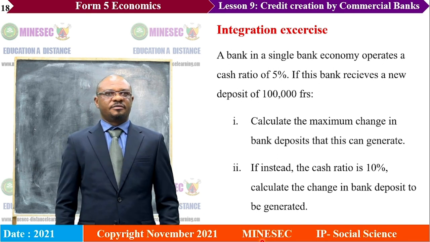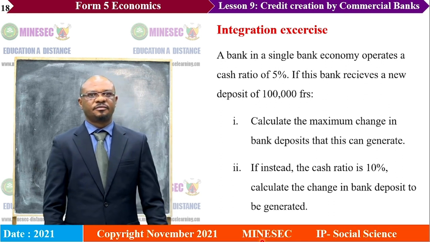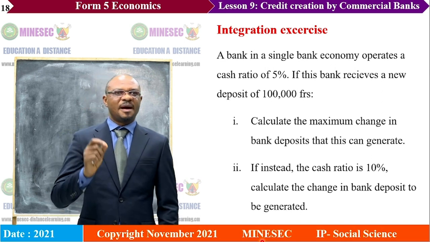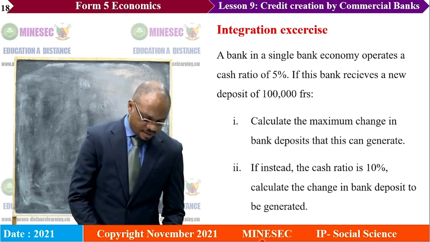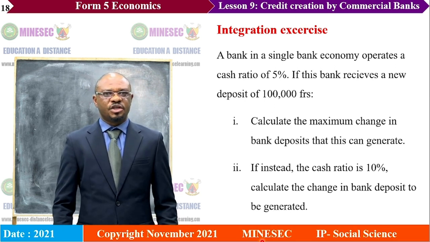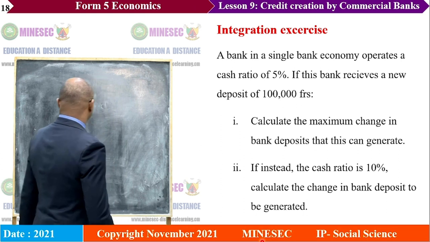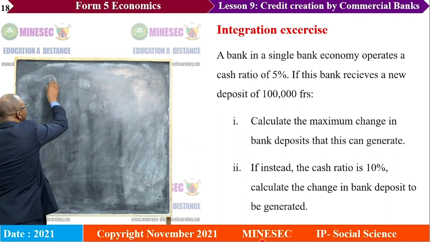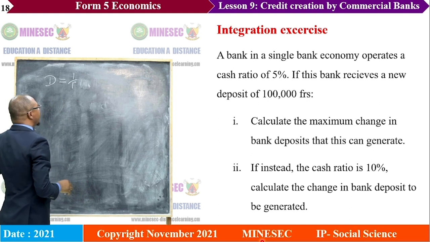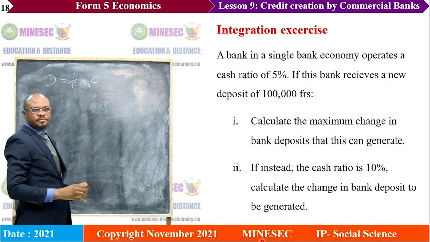Look at the problem. A bank, in a single bank economy, operates a cash ratio of 5%. If this bank receives a new deposit of 100,000 francs, one, calculate the maximum change in bank deposits that this bank can generate. And two, if instead the cash ratio is 10%, calculate the change in bank deposits to be generated. We go by the formula. Recall, Z, which is the maximum level of bank deposit, is equal to 1 over R, the deposit expansion multiplier, where R is the cash ratio, times C, where C represents the initial deposit.